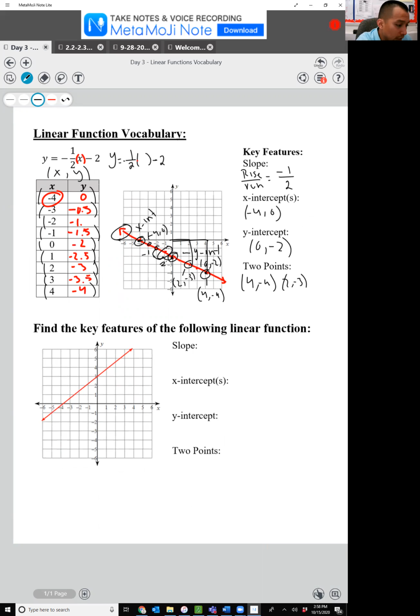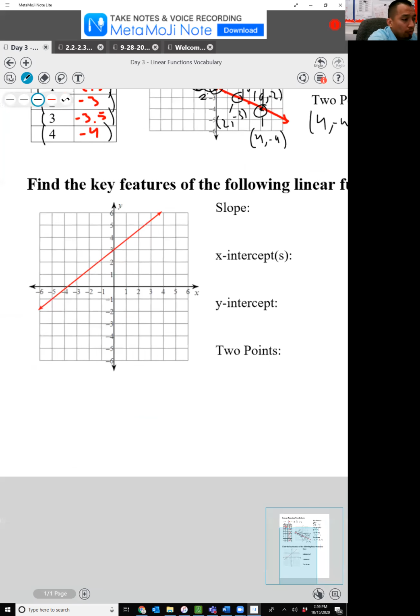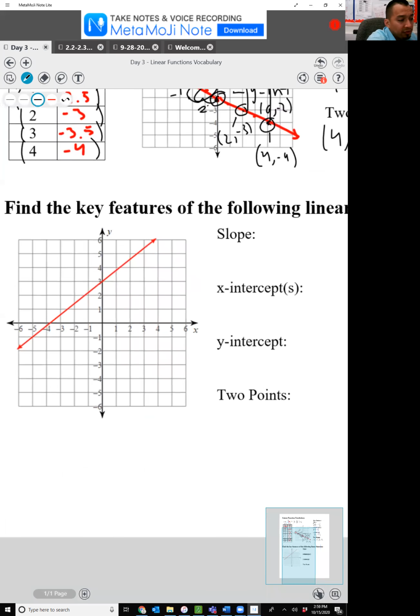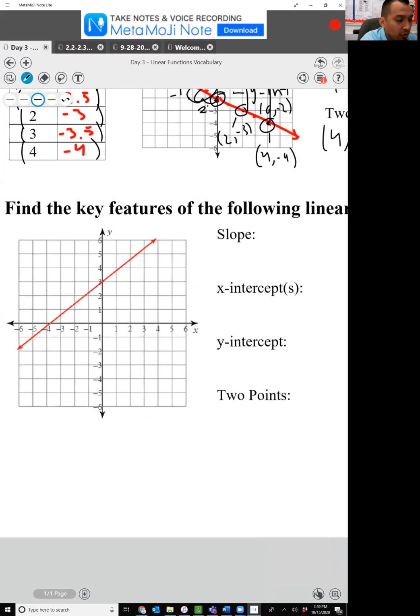Okay. All right. I'm going to give you one more example, and then the sub is going to give you the assignment that you're going to be turning in. On your assignment, I'm going to give you the graph already done. You're not going to have to graph it. It's already going to be done just like mine. Your job today is just to find me the key features. Again, if you have not written this down, make sure you pause the video and write this down.